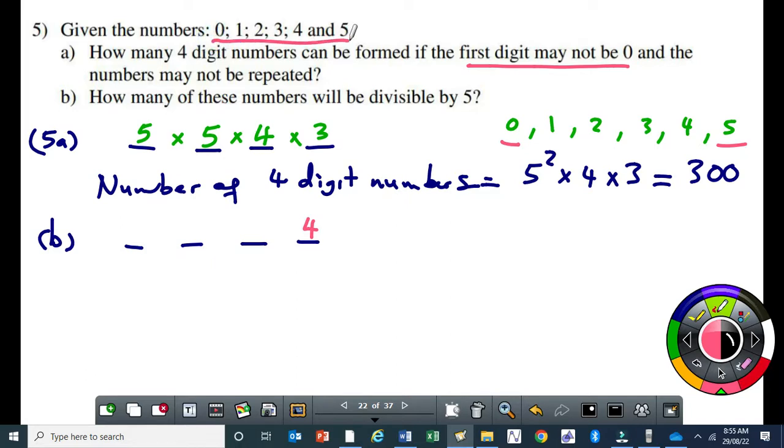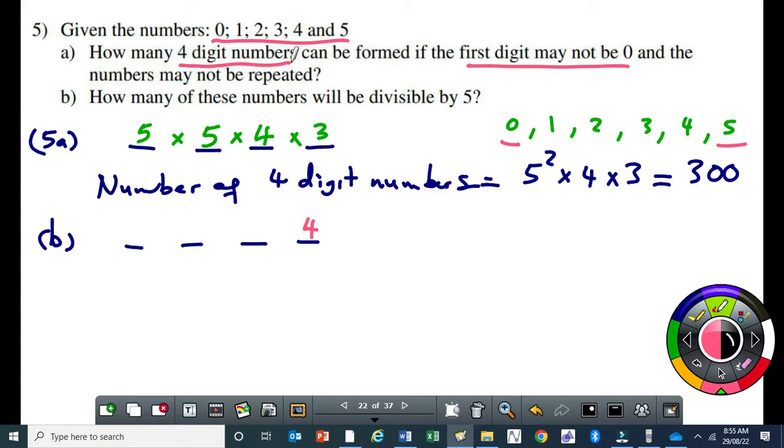Confusing. Okay, look here. If you want a 4-digit number which can be divided by 5, it means the last digit must be a 1, a 2, a 3, or a what? A 4. So we've got 4 possibilities. Why did you put 4 spaces for B? Yeah, because the question is still talking about a 4-digit number.